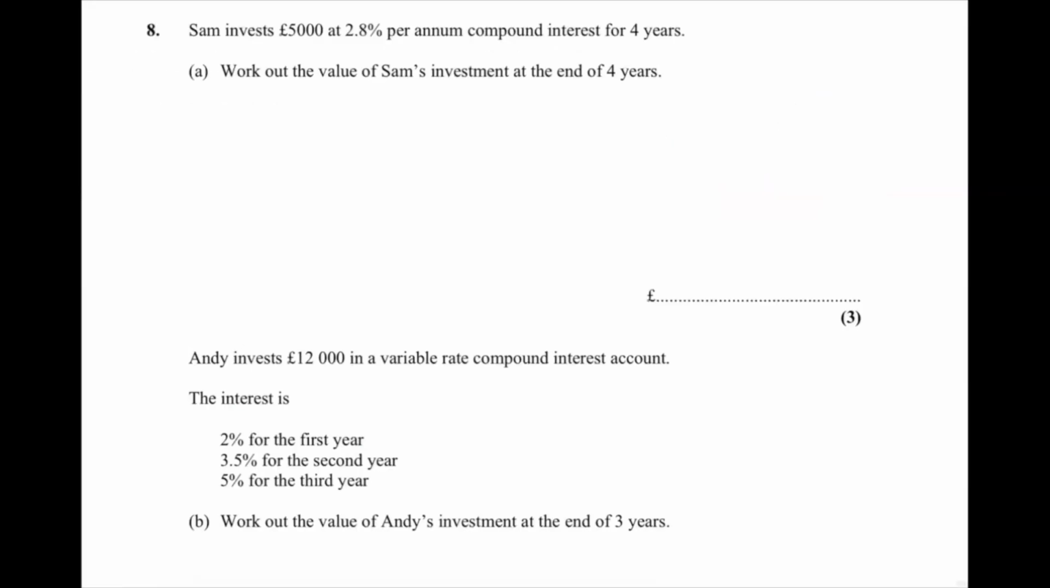Okay, Sam invests £5,000 at 2.8% compound interest for 4 years. Now, if you've seen any of my other videos, you will see me doing my 2-tick test. So this is no different. I've got a percentage, and compound interest means I've got that increase. So this will be original times multiplier equals result. My job is to get that multiplier.